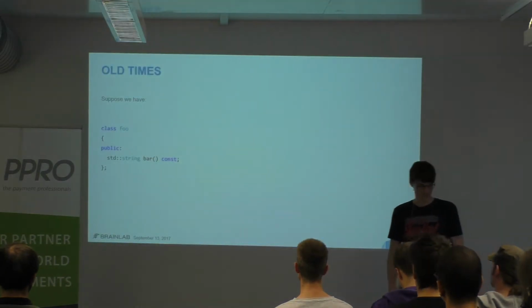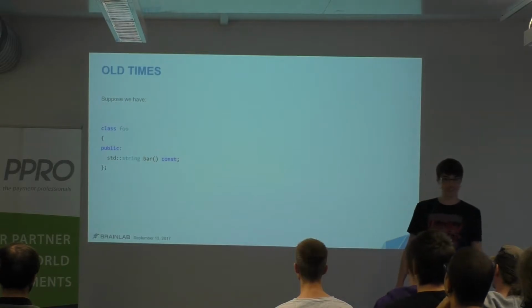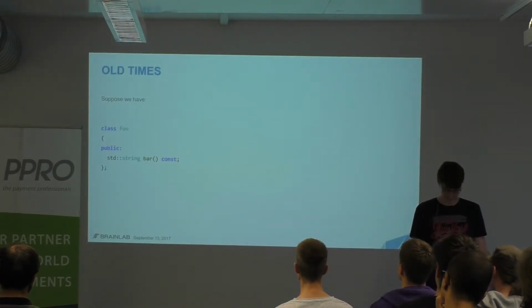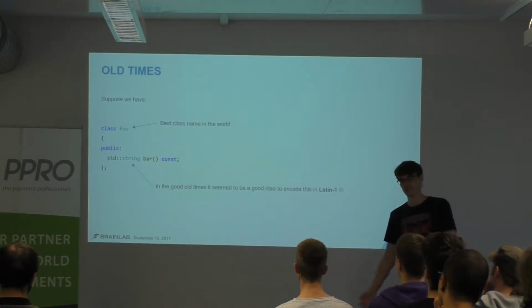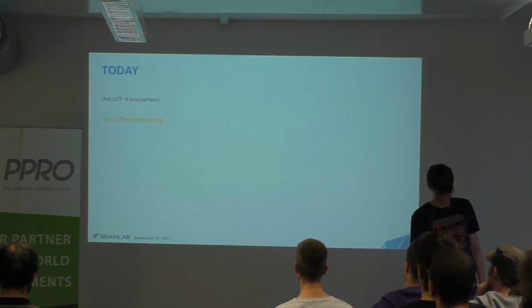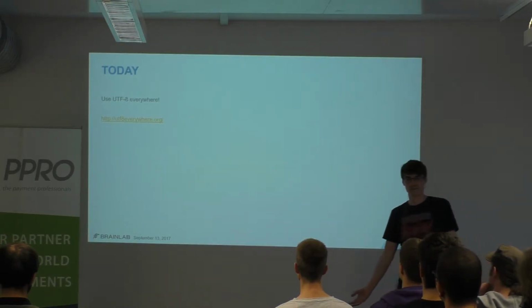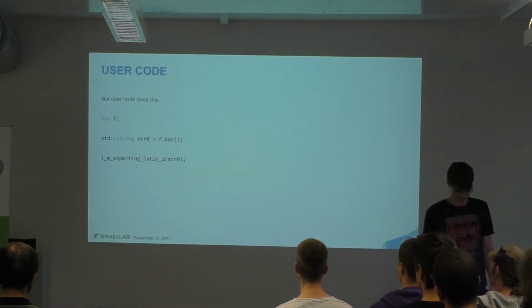Okay. So once upon a time, there was this class Foo with a member function bar, and it returns a string. And it was a good idea that this string is encoded in Latin 1, right? So today, of course, we all know that we should use UTF-8 everywhere, right? So what can we do?